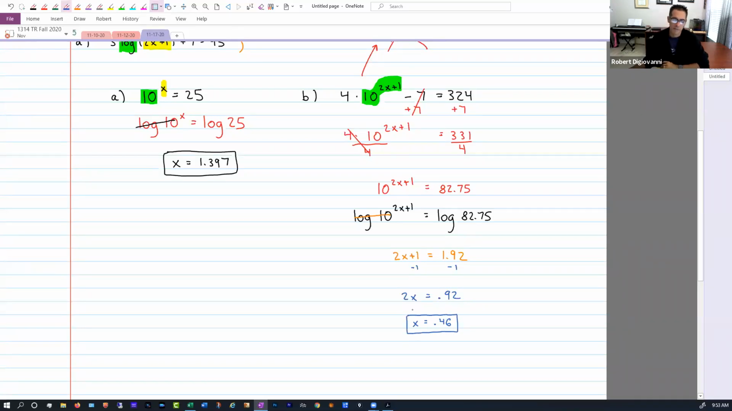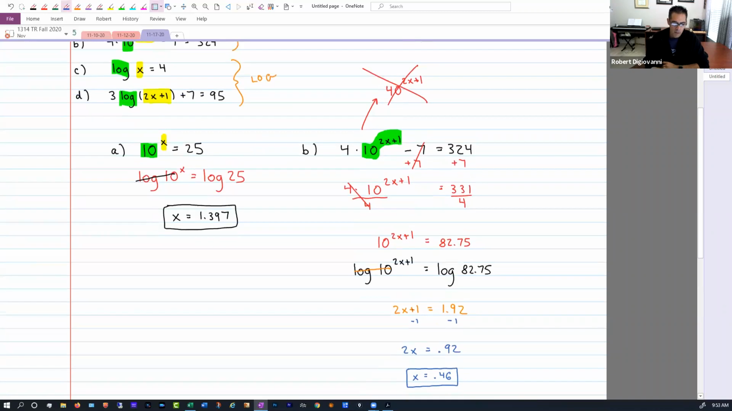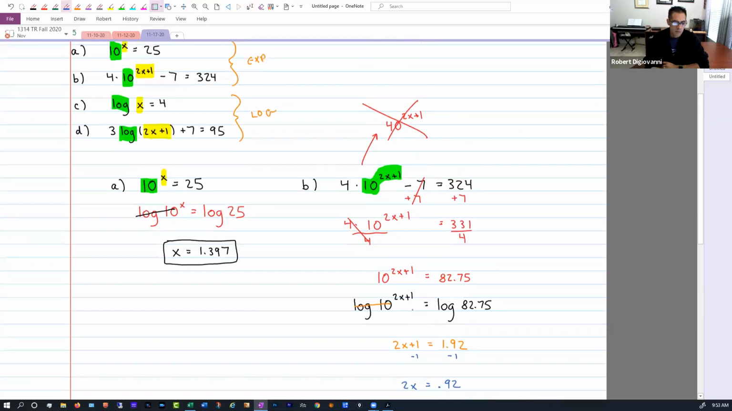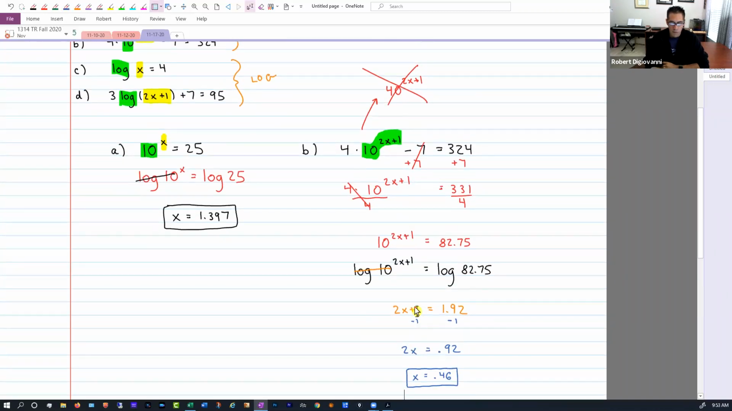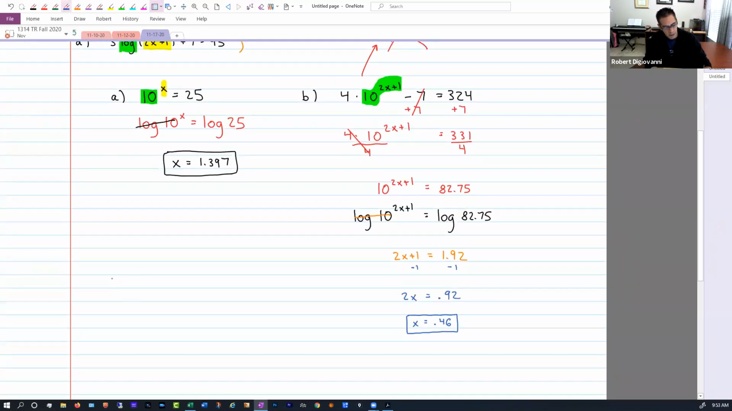There we go. Now, big picture, what did we just do? We solved this equation. We took this equation and we solved for x. That means that if we were to replace that x with 0.46, this should be true.